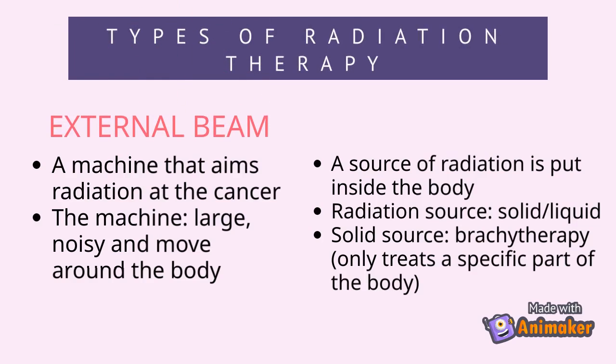There are two types of radiation therapy. The first one is external beam radiation therapy. External beam radiation therapy comes from a machine that aims radiation at your cancer. The machine is large and may be noisy. It does not touch you, but can move around you. It will send the radiation to a part of your body from many directions.